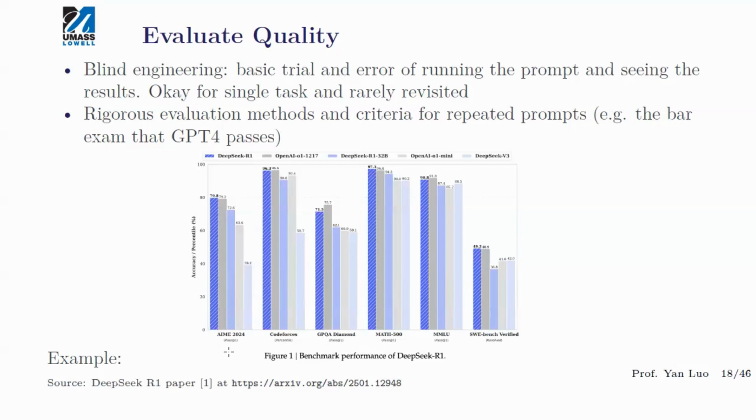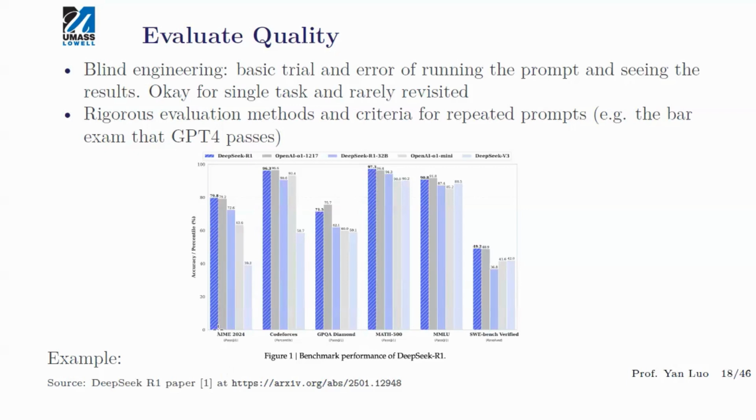So this is how they typically compare different models. Different bars represent different models. The first one is DeepSeek R1, and then it compares with OpenAI's O1 model, which is a reasoning model, and this is the R1-32B, and then this is the O1 Mini, and also DeepSeek V3. So these are the models that are included in this comparison.